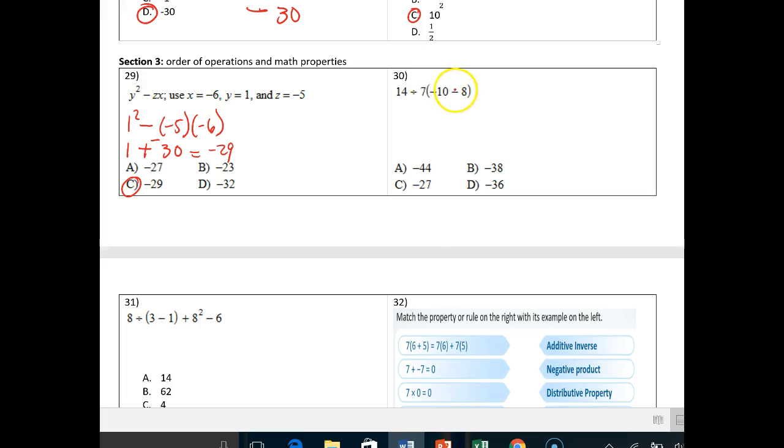PEMDAS says you do order of operations. So you do parentheses first, excuse me. So 14 divided by 7. What's inside this parentheses? Negative 18. Now I look left to right, and it happens that, oh, I can divide, because as I move left to right, division pops up first. I don't have to do this 7 times negative 18. So that gives me 2 times negative 18, and then 2 times negative 18 is negative 36.